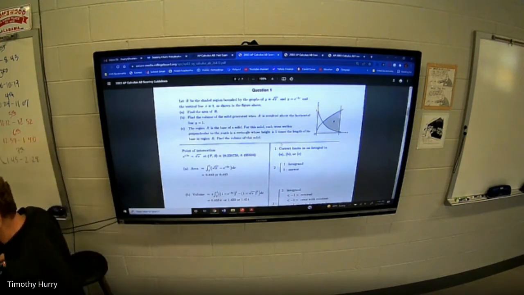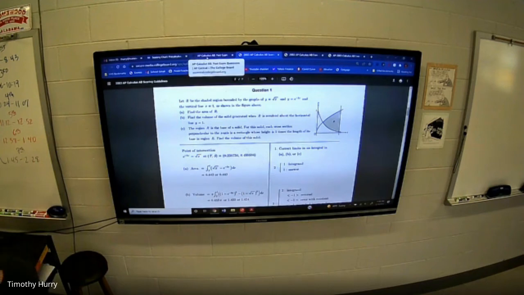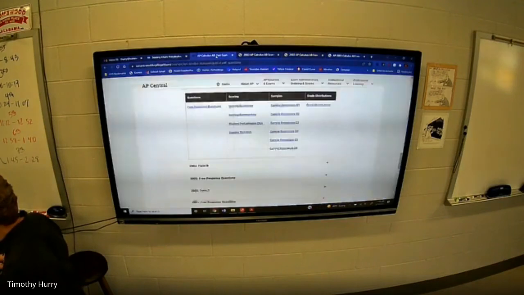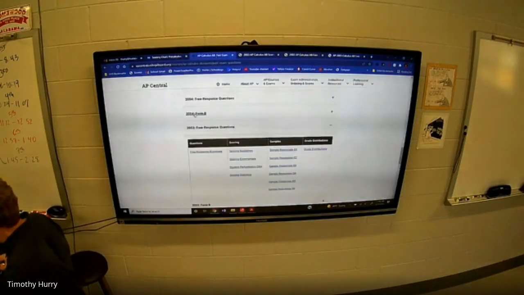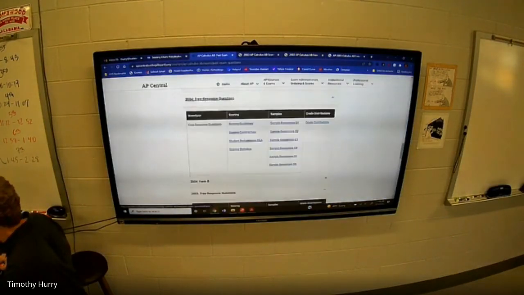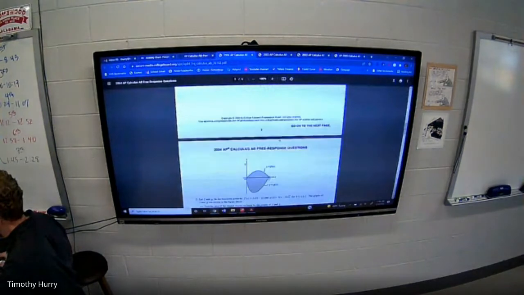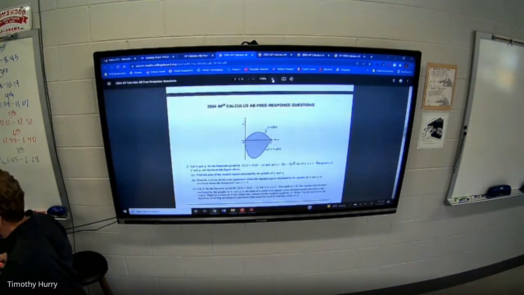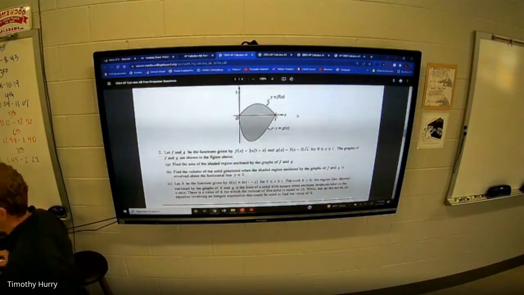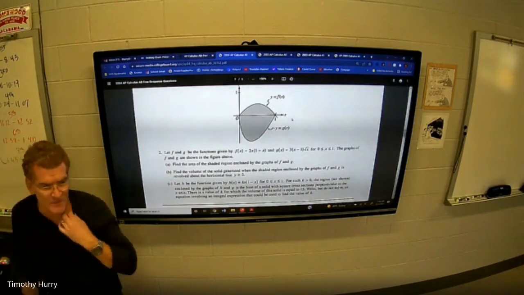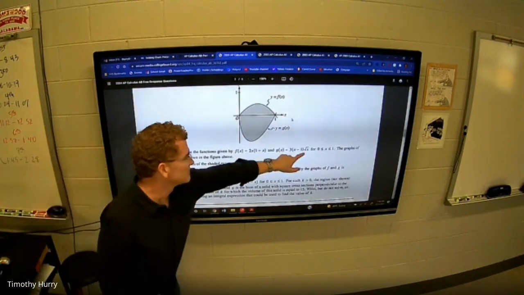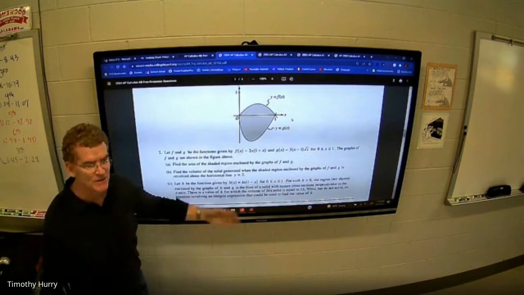All right, let's look at that next one. It's 2004, free response number 2. All right, so this is number 2. And notice this time the equations are a little uglier for you, but notice they named them F and G.